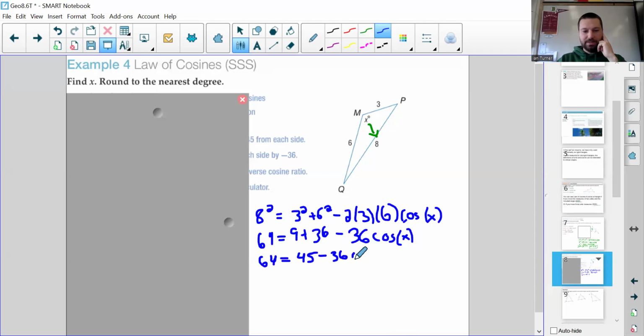Again, you may not subtract there, kiddos. You may not subtract. Again, you can't subtract that 36. We've got to subtract the 45 first. So we're going to subtract the 45 from both sides.